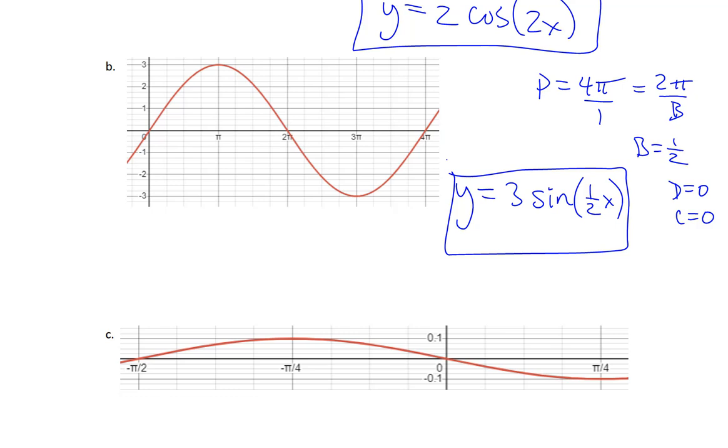This is one possible answer. You can find a different phase shift of the same function, or even a version of cosine that could work as well, as long as it's shifted over appropriately, that would match the exact same graph. But this is one option, 3 times the sine of 1/2 x.